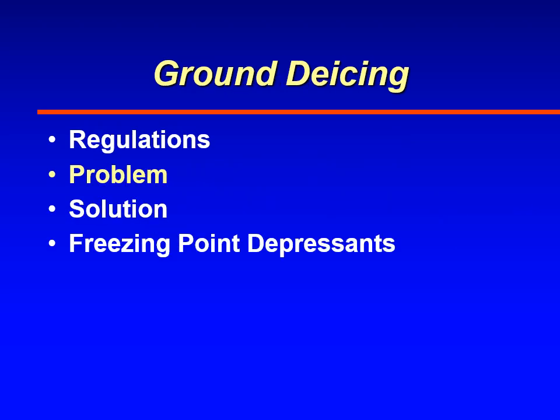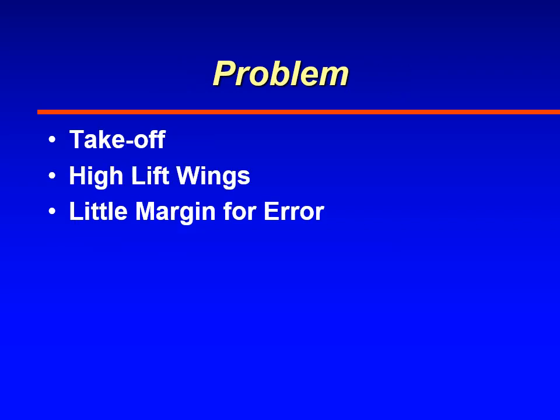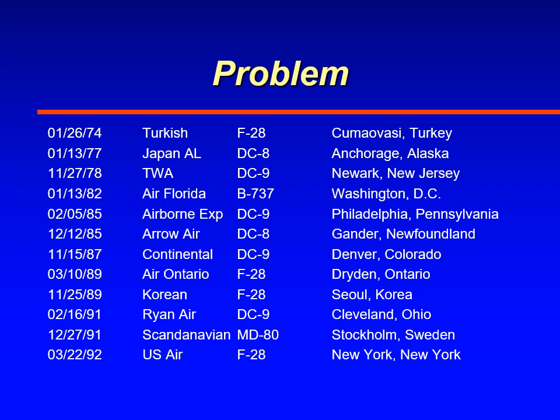We will now discuss why ice adhering to an aircraft is a problem. At takeoff, aircraft wings are generating large amounts of lift with little margin for error in an effort to get airborne. Large aircraft are most vulnerable to ice adhering to the wings during takeoff. Here are a number of accidents over the years showing large aircraft that had crashed as a result of improper ground de-icing as a result of ice adhering to the wings.